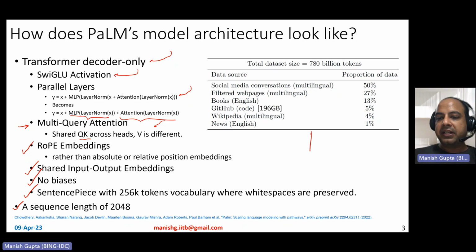The pre-training was done using a 780 billion token corpus, and the data sources are pretty diverse in nature, as you see. So social media conversations, multilingual, filtered web pages, again multilingual. Social media conversations make up 50%. Books, 13% of the total data. GitHub code, 196 GB of code, okay, which is about 5% of the entire corpus. Well, they also have news and Wikipedia data included in the pre-training part.